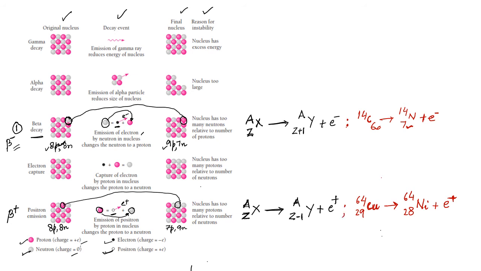So all those nuclei which lie on the left side of the line of stability, having more neutrons, go to beta minus emission, and all those nuclei which lie on the right side of the line of stability, which have more protons, are going to have beta plus emission.